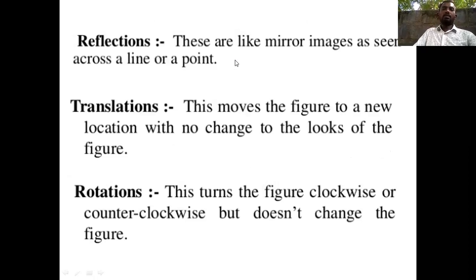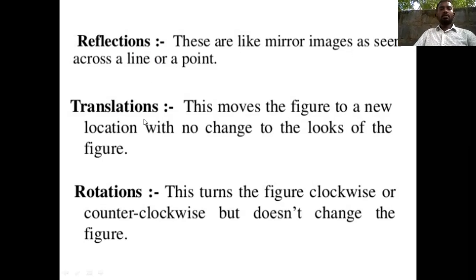Next one is reflection. These are like mirror images, as seen across a line or a point. That is called reflection. Reflection is nothing but a mirror. When we use a mirror, the object is reflected again. By using the mirror, the object is reflected. That is the best example of reflection, or we can call it a mirror. These are like mirror images as seen across a line or a point.